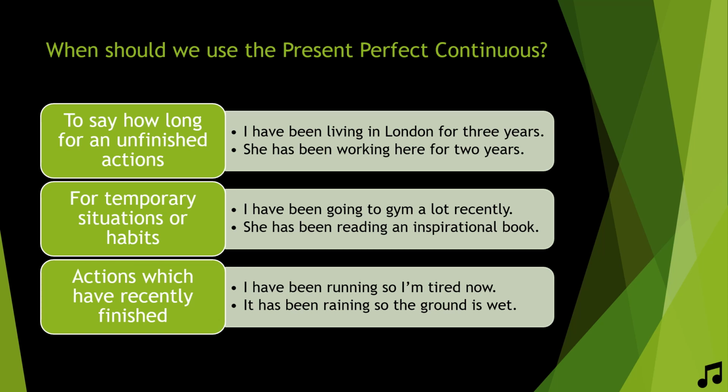And then actions which have recently finished. I have been running, so I'm tired now. So the action has just finished, that now I am tired, but before that I have been running. Next example is it has been raining, so the ground is wet. So that is why the ground is wet, because in the past it had rained. I hope you have understood how to make sentences in the present perfect continuous.